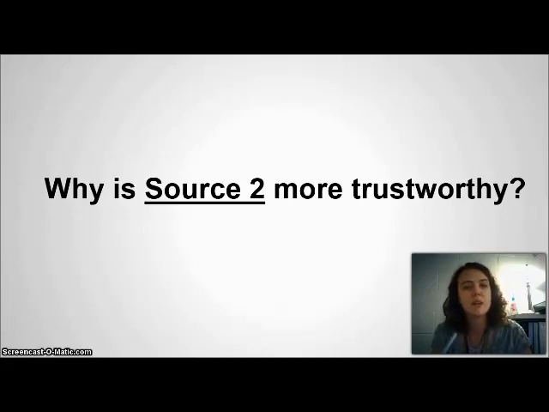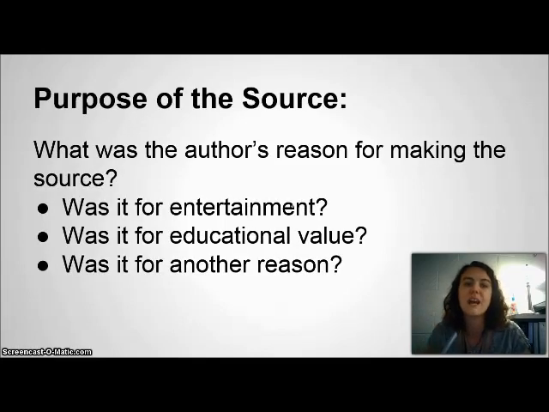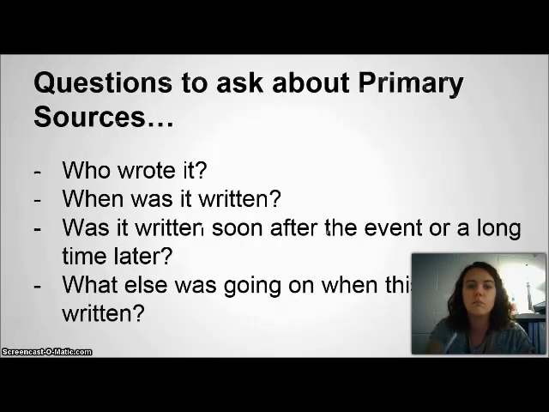Now, the book written by the famous historian is a good source because the purpose of his writing was to educate. Remember, it was there so that he could teach you about the American Revolution. He's studied it for a long time. He's consulted lots of primary sources and might have actually included some primary sources in his history book. So you have to ask yourself, not only is it trustworthy, but what's the reason that the person was writing the source? Was it to entertain you? Was it to educate you? Or maybe there was another reason.